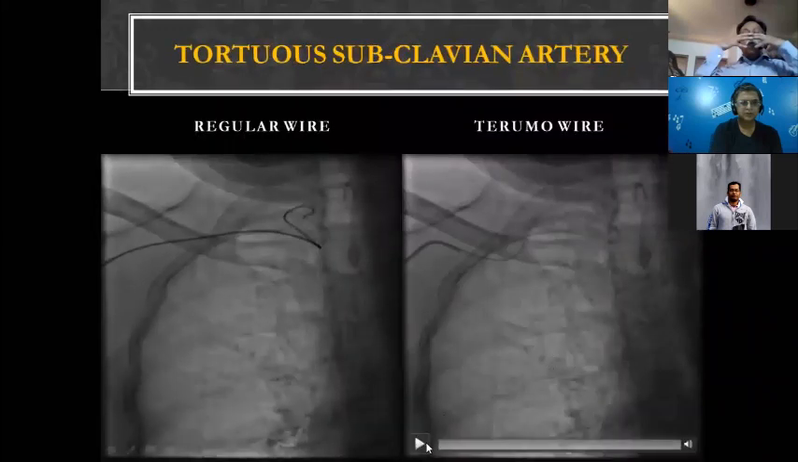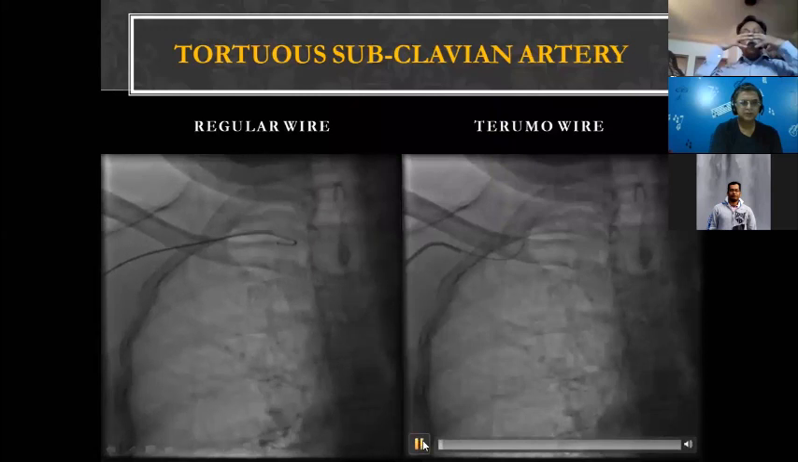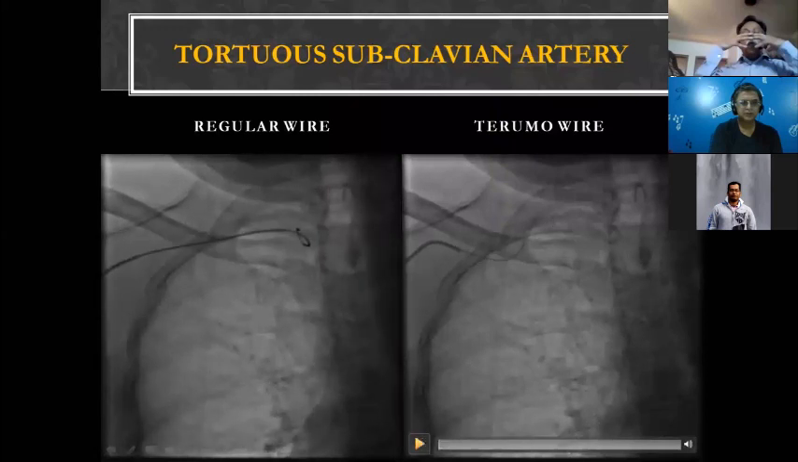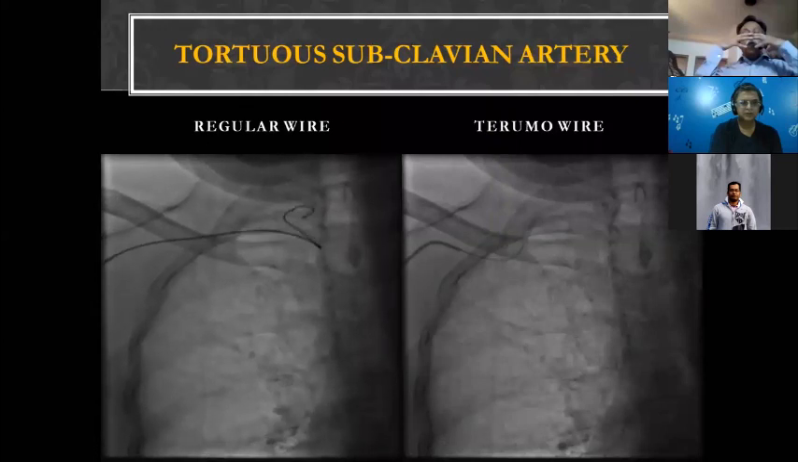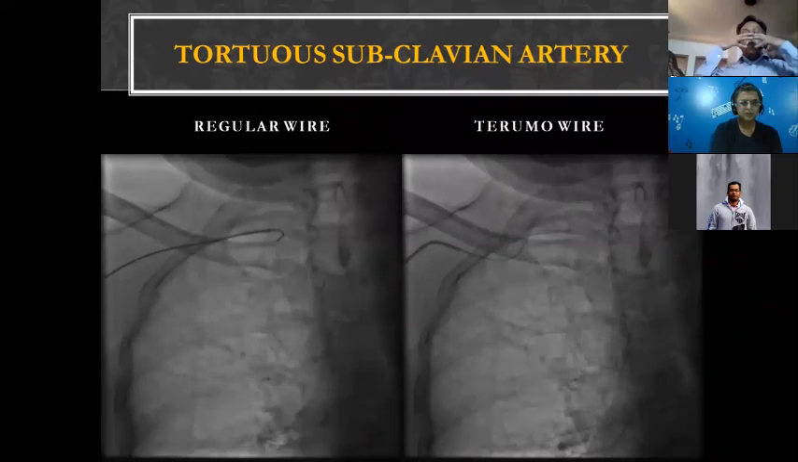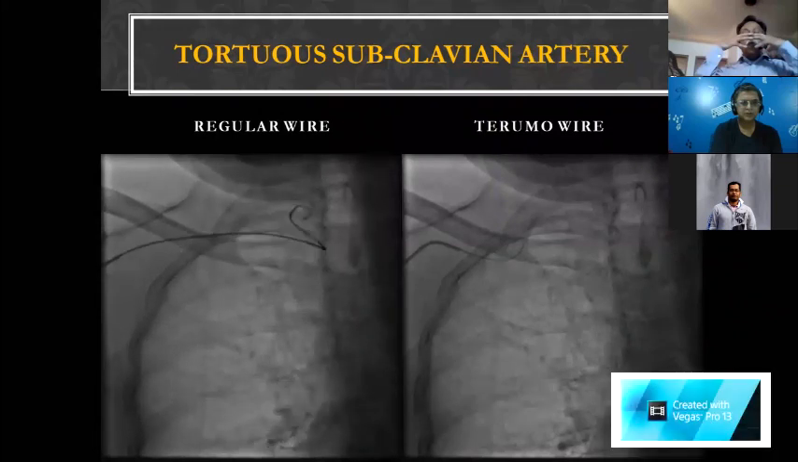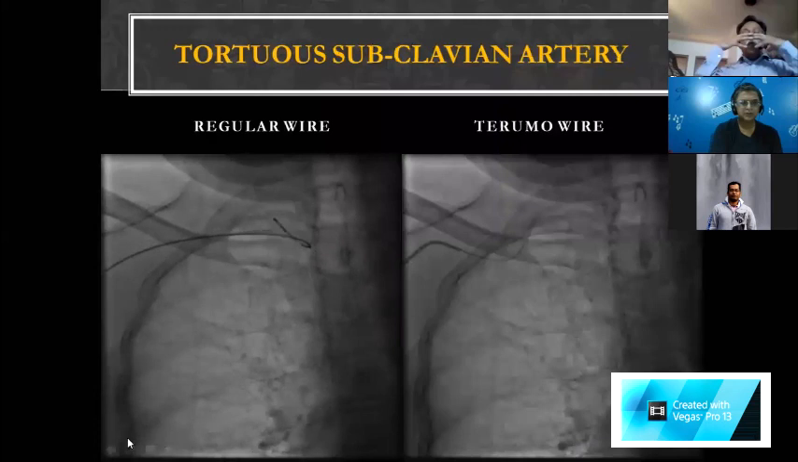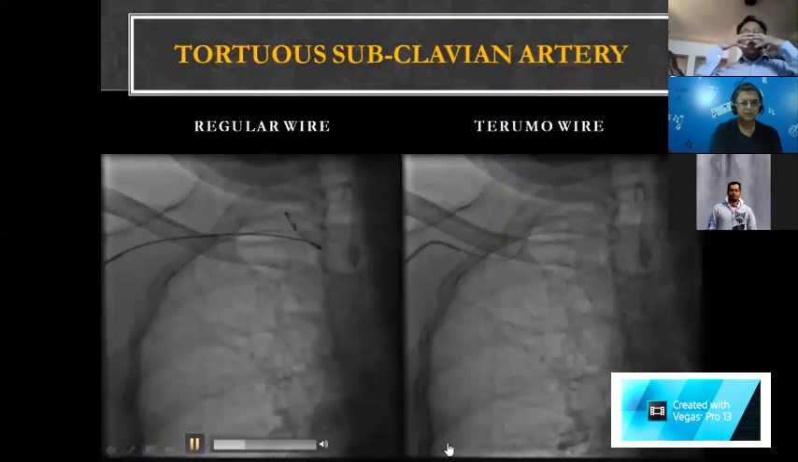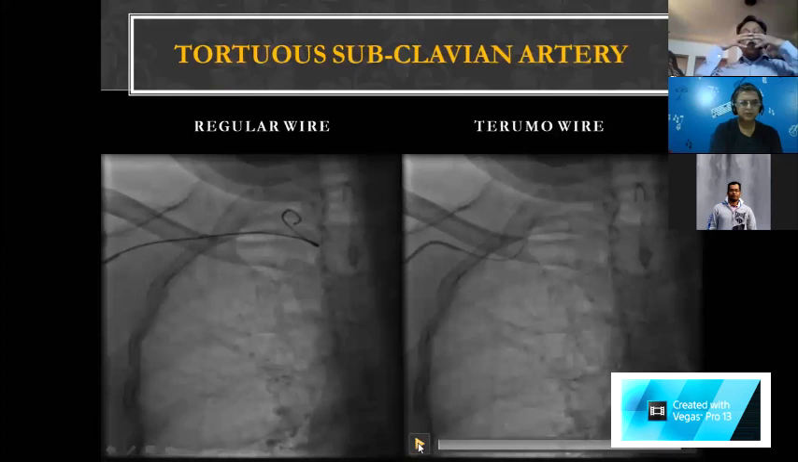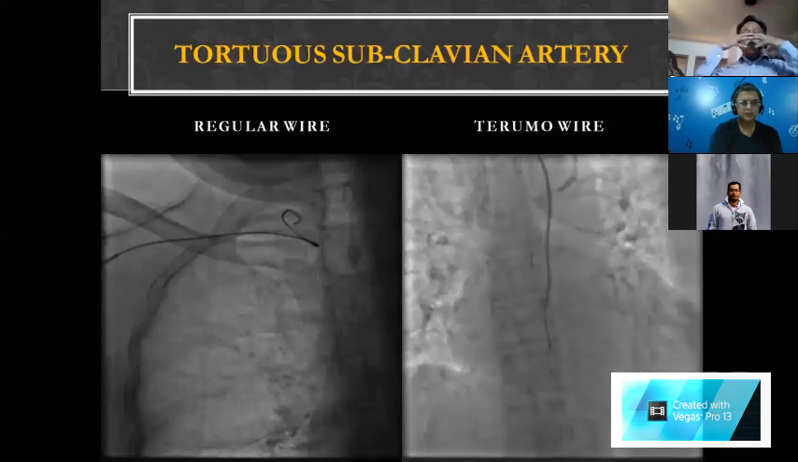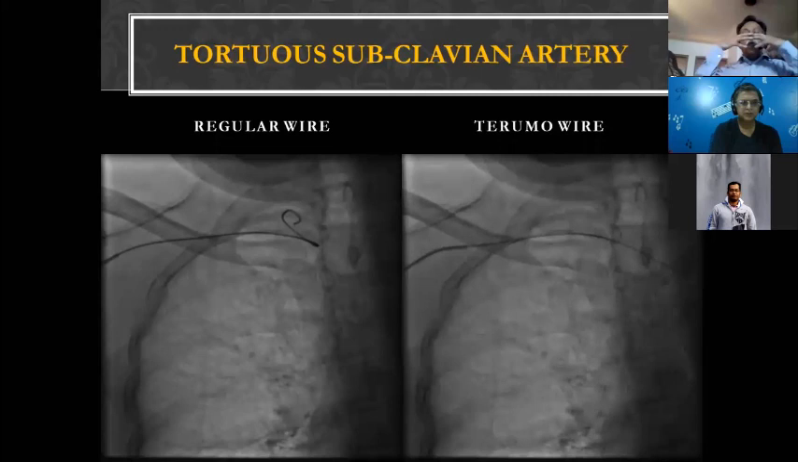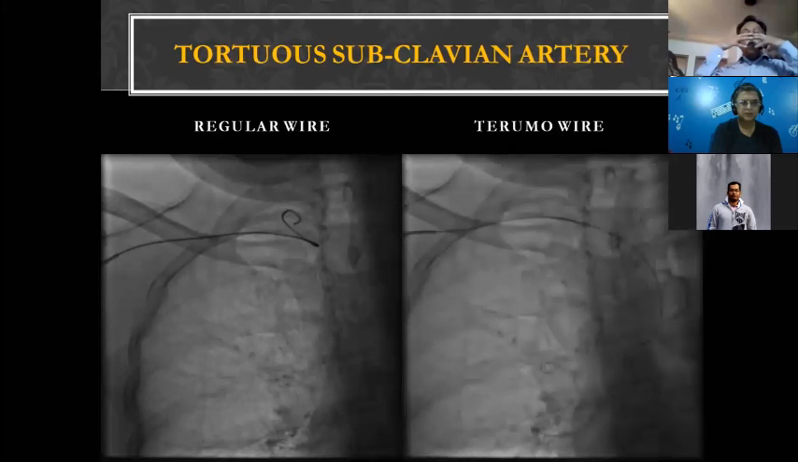Sometimes, while you have gone up to the subclavian, the regular wire may not cross. If you do too much manipulation, the same thing will happen. The radial artery will go into spasm. You can easily avoid it by taking a gliding wire, like a Terumo. It will smoothly cross that obstruction. Not really obstruction, it's the angulation and calcification. So it smoothly crosses that resistant area, and you can take the catheter over the wire.